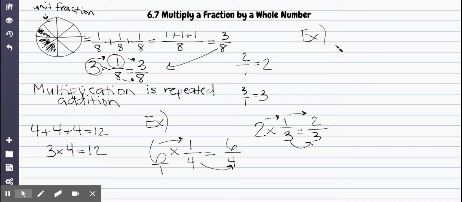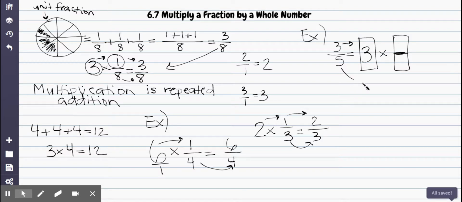Let's say I have 3/5, and I want to know that equals some whole number times some fraction. Okay, so 3/5, remember what we did here, is the number that's on top. That's how many groups we have. So this is 3 groups. The 5 is relating to our unit fraction. So all of these are in fifths. So it's going to be 3 groups of 1/5. 3 groups of 1/5 is the same as 3/5.